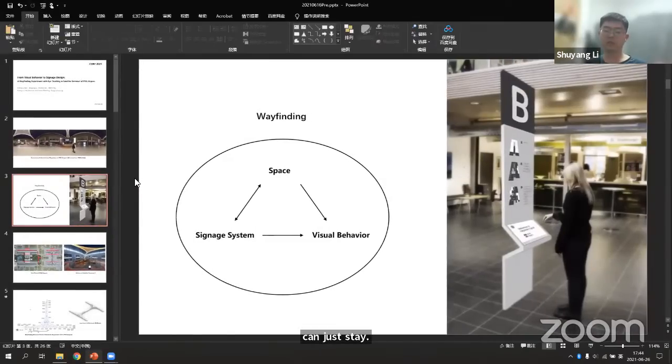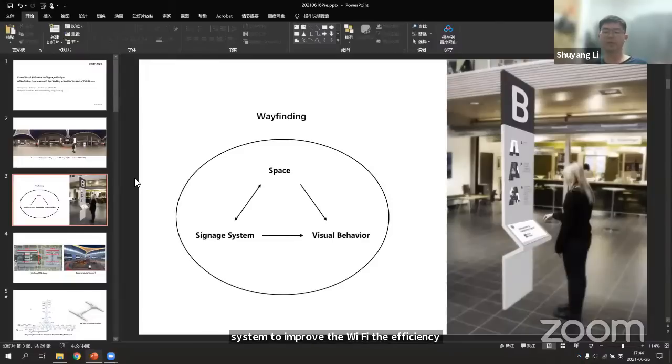As we all know, transportation buildings are an important type of architecture in wayfinding research. Passengers usually have a clear wayfinding purpose in transportation buildings. So it is necessary to design a perfect signature system to improve the wayfinding efficiency.